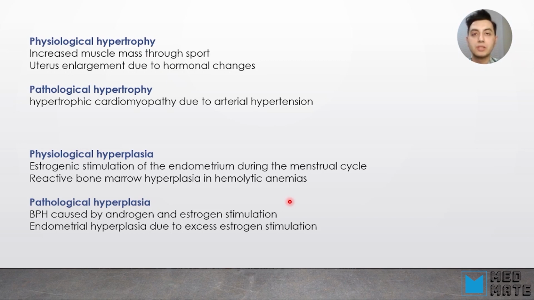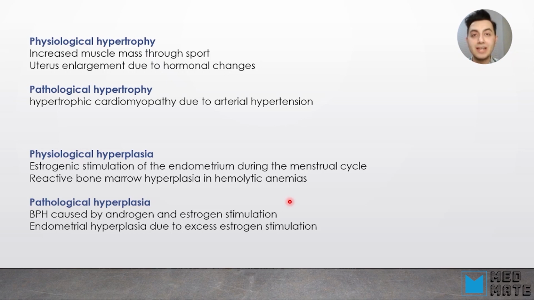But what about pathological hypertrophy? An example of that is hypertrophic cardiomyopathy, and I showed the slides and the photo of that in the previous slide, and it is due to arterial hypertension. Physiological hyperplasia is when there is, for example, estrogenic stimulation of the endometrium during the menstrual cycle, or when there is reactive bone marrow hyperplasia in hemolytic anemia.